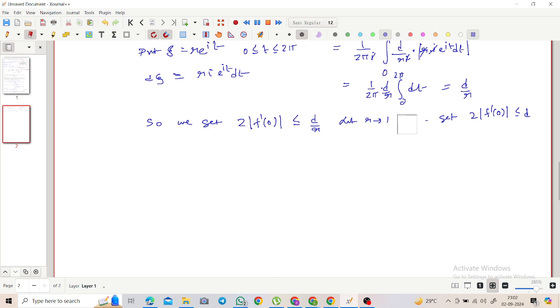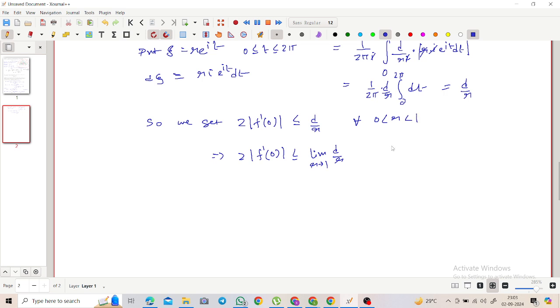If you want to be more rigorous, then of course we can. So this implies twice f prime 0 is less than or equal to the limit of d by r as r tends to 1, for all 0 less than r less than 1. Okay. That is a d. That's what I have done.